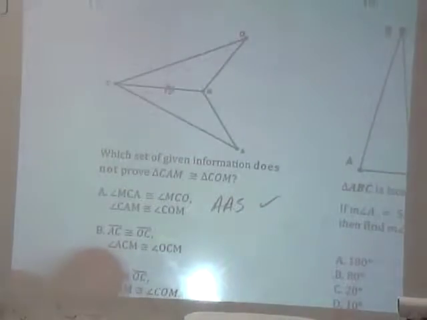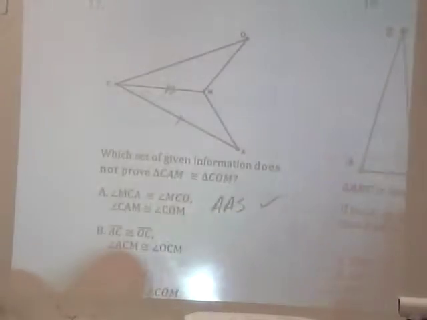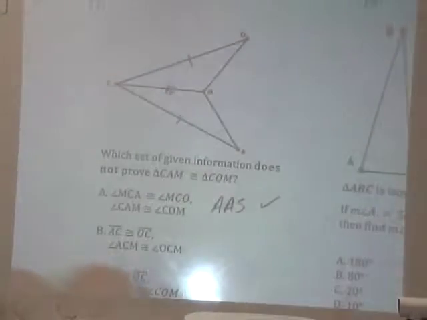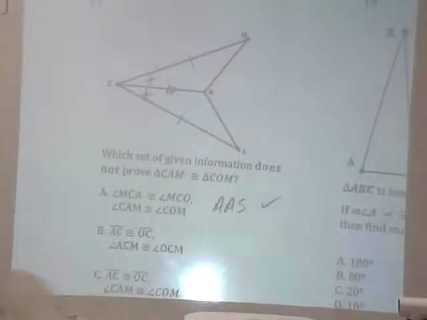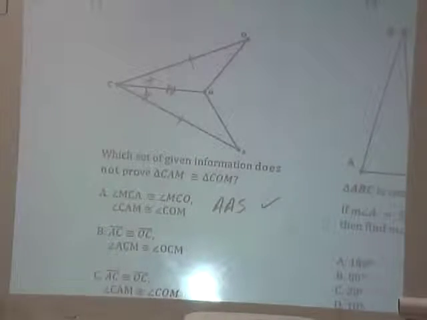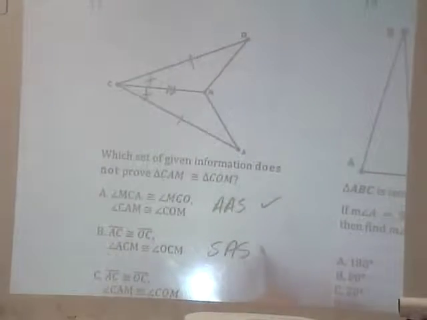All right, let's do the next one. They give us AC is congruent to OC. AC, this side here, is congruent to OC, this one here. And then they tell us that angle ACM, this angle here, is congruent to OCM, this one here. Is that enough to prove the two triangles congruent? By what? Side angle side, right? Two sides and the angle right in between it. So side angle side, this one will work.